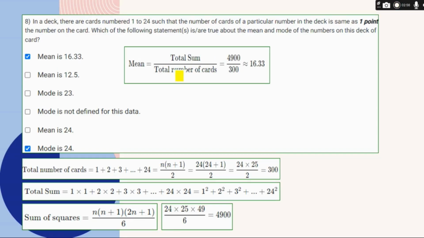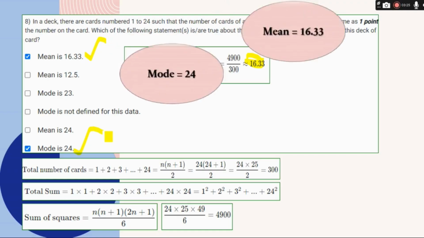Now the mean will be the total sum divided by the total number of cards, equal to 4900 divided by 300, which gives us 16.33. So our mean matches the first option. Now the mode will obviously be 24, because the 24 card has 24 cards. So the highest number of cards is 24.